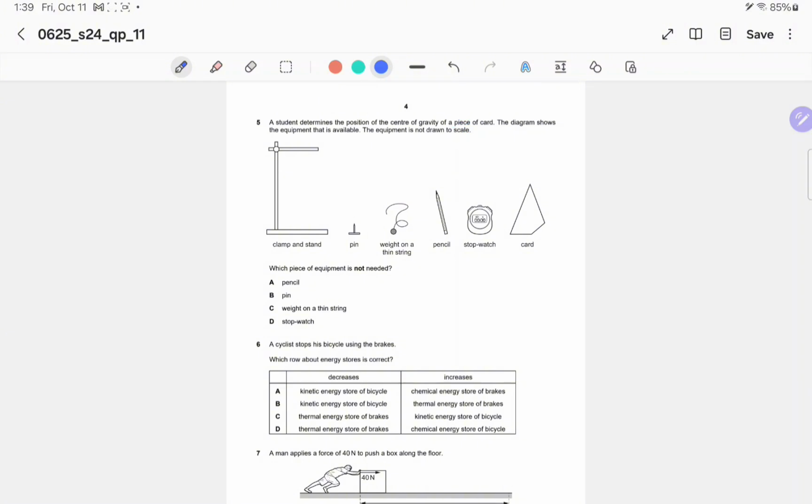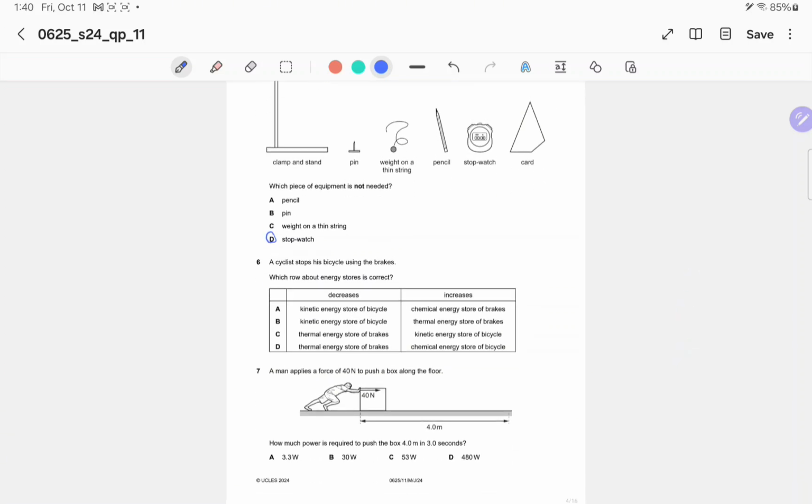I think everything will be useful in one way or another. Here we can stretch it by a thread or by hanging a weight. The pin is also used with the thread to find the center, but the stopwatch is not useful to measure the center of gravity.